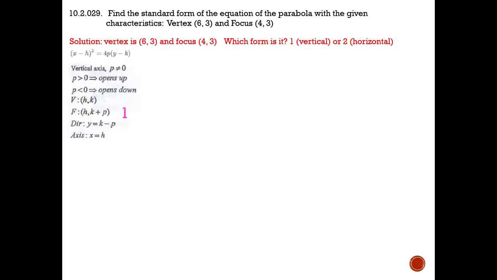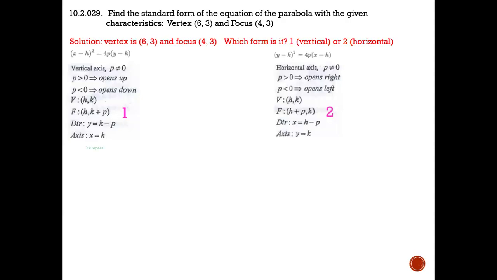This is from your homework, problem number 29 from chapter 2. It says find the standard form of the equation of the parabola with the given characteristics. The vertex is at (6, 3), and the focus is at (4, 3). The first thing I need to do is find out the direction of my parabola. Is it vertical or horizontal? Is it 1 or 2? Hopefully we see that it's 2, right?